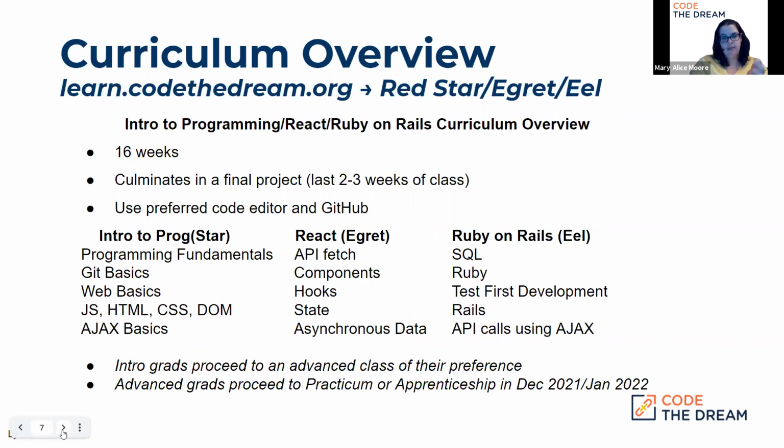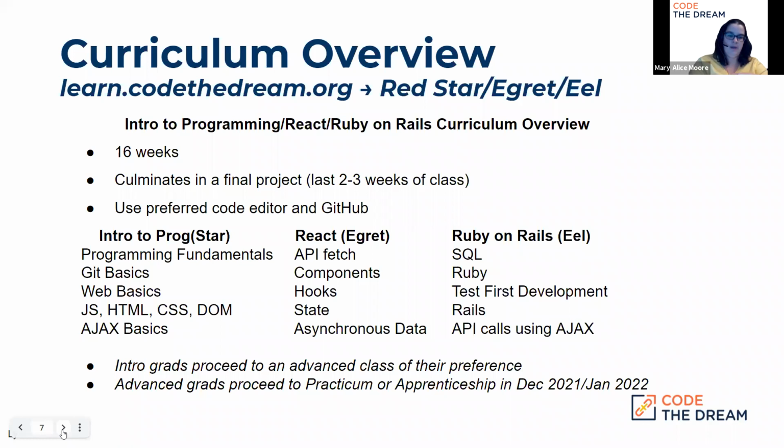The React class is going to focus on React skills and build on the skills that they learned in Intro to Programming. So a lot of the things that they'll be learning in that course are API fetches, components, hooks, state, asynchronous data, that kind of fun adventure. And then the Ruby on Rails course focuses on SQL, Ruby, test first development, Rails, and then API calls using Ajax. So it just gives you a quick, brief overview of some of the material that's covered in each of those 3 types of classes.